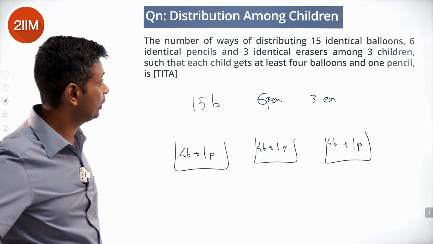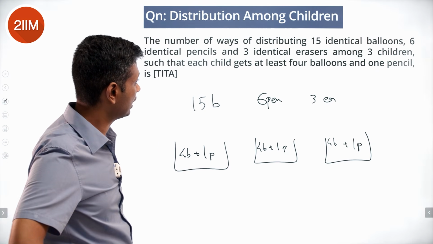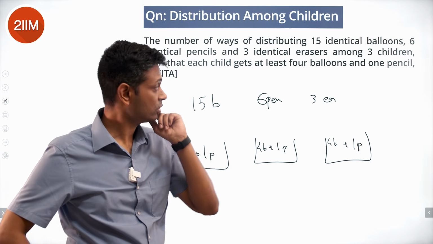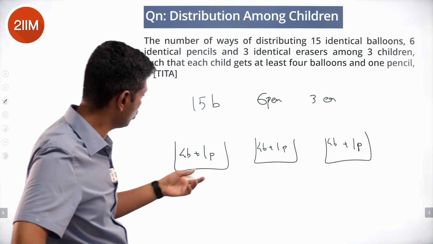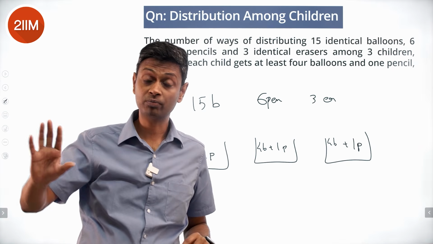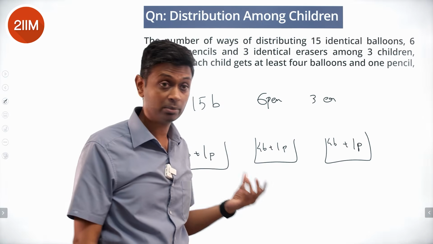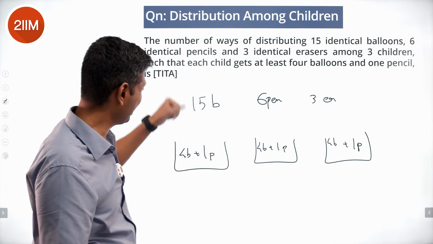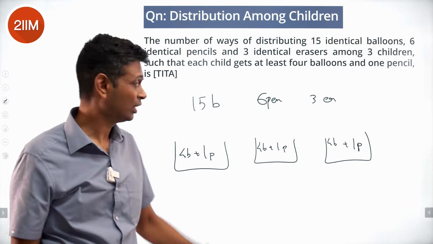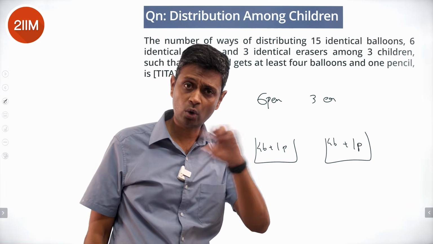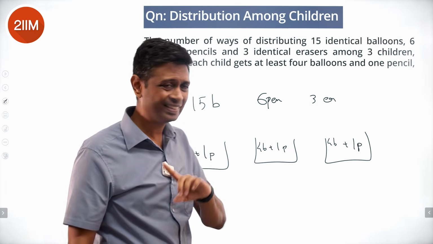And then what are the ways to get at least 4 balloons and 1 pencil? How do we distribute the rest? So let's think about this. 4 balloons, 1 pencil for each child have been accounted for. The balloons are indistinguishable, so too are the pencils, so too are the erasers. So 4 plus 4 plus 4, 12 out of the way. 1 plus 1 plus 1, 3 out of the way.